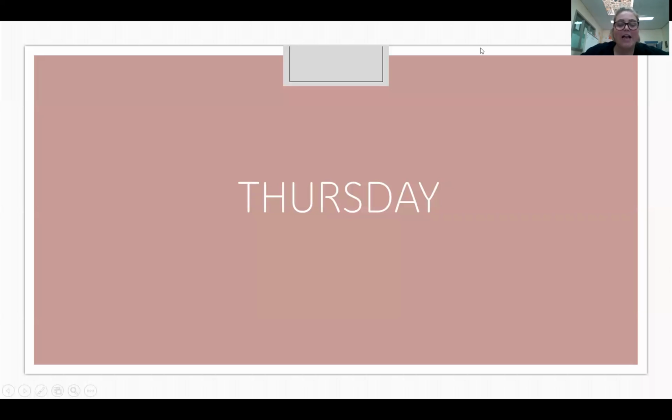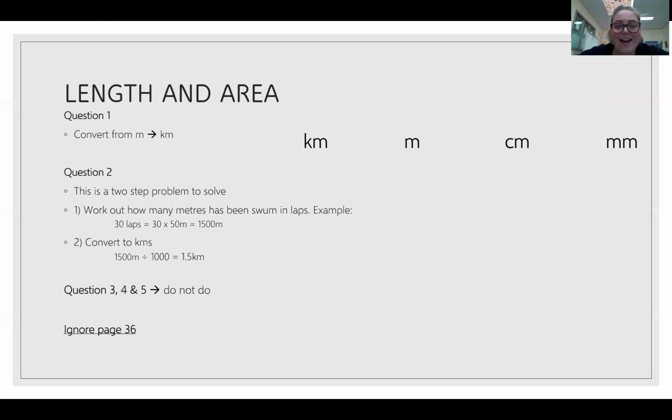Good morning. Today we are looking at our Thursday math from our working from home booklet. So Thursday math, we are going to be looking again at our length and area. So once again, we're going to do our little recap. We are going to have a look here.